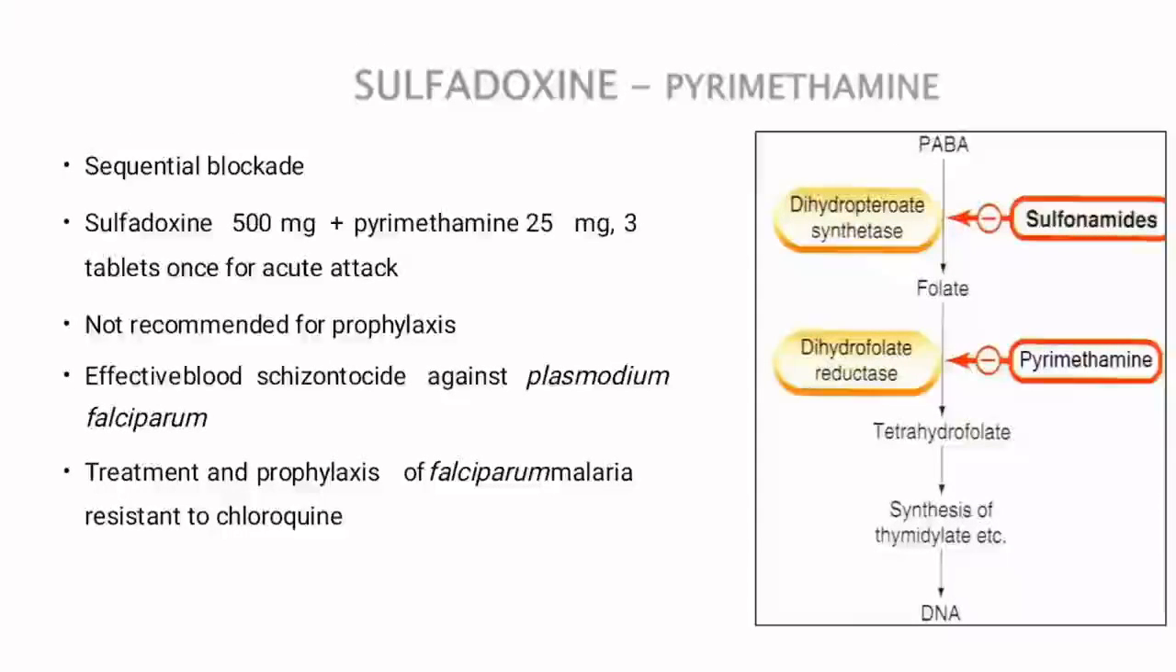Then sulfadoxine-pyrimethamine. Sequentially blocked, sulfadoxine 500 and pyrimethamine 25 mg tablets once for acute attack. Not recommended for prophylaxis. Effective blood schizonticide against Plasmodium falciparum. Treatment and prophylaxis of falciparum malaria are restricted to chloroquine.